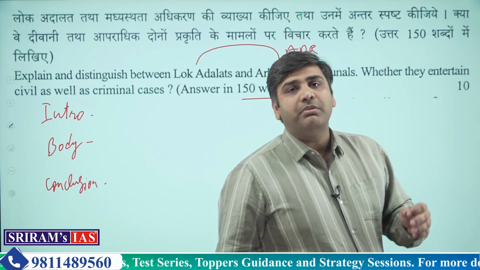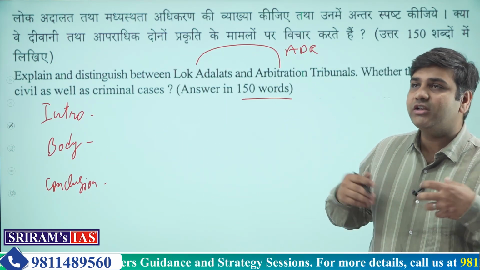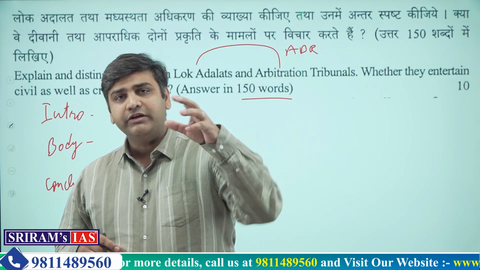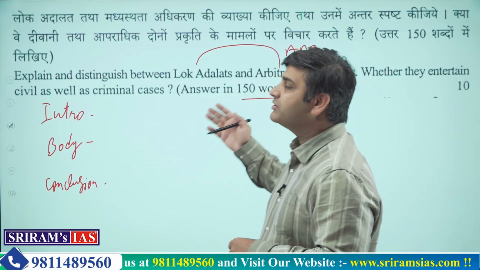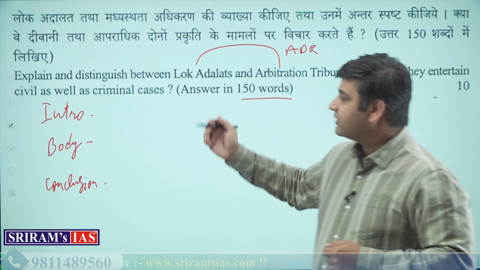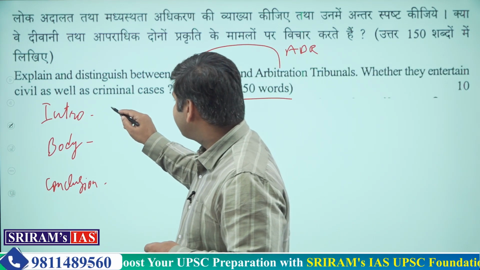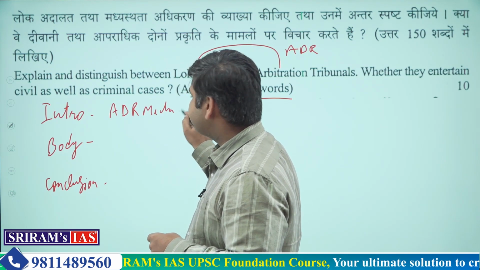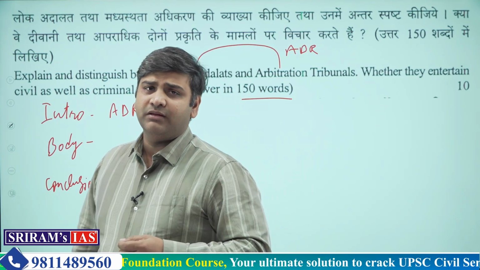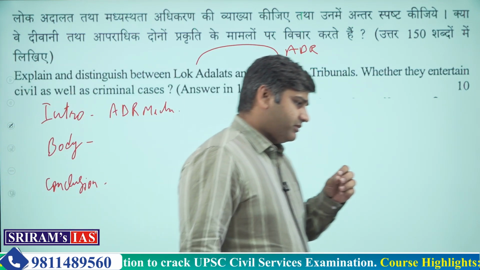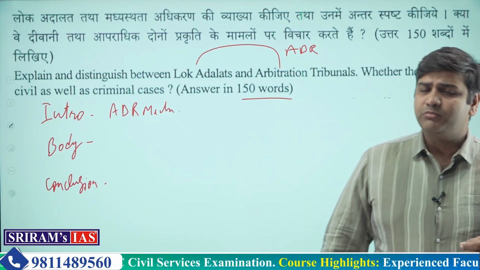they reduce the burden of the court. The traditional courts have too much of burden, too much of backlog. In order to reduce this burden, these alternative dispute resolution mechanisms are there. It's a very logical thing. So you can write this down in introduction that it's a alternative dispute resolution mechanism. It's a simple thing. So it's a 150 word question and you have to write the introduction in 2 to 3 lines, not more than that.